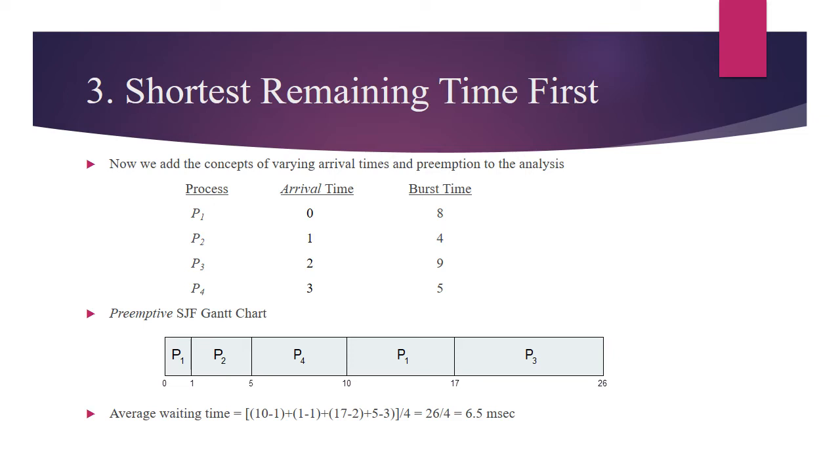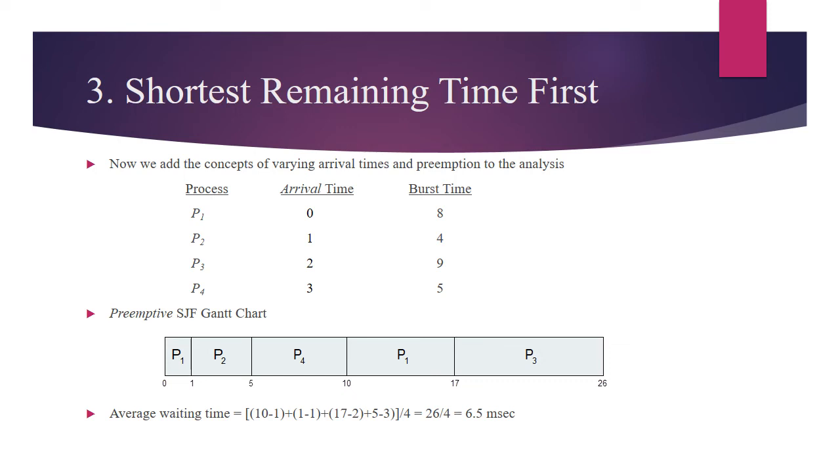Process P1 arrives at time 0, so we will allocate the CPU to process P1 from 0 to 1. At time 1, P2 arrives. We will compare the remaining burst times of the processes. P1 has remaining time 7 and P2 has remaining time 4. So the minimum is P2, and we will allocate the CPU to P2.